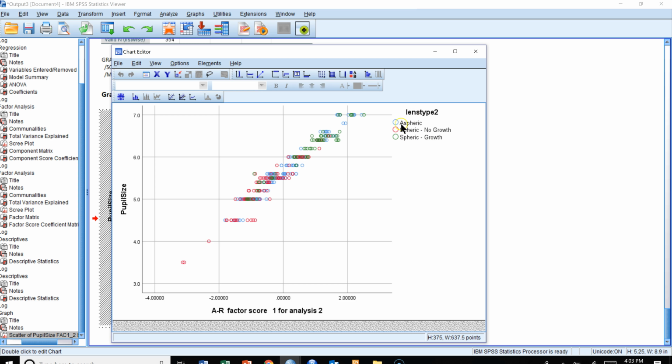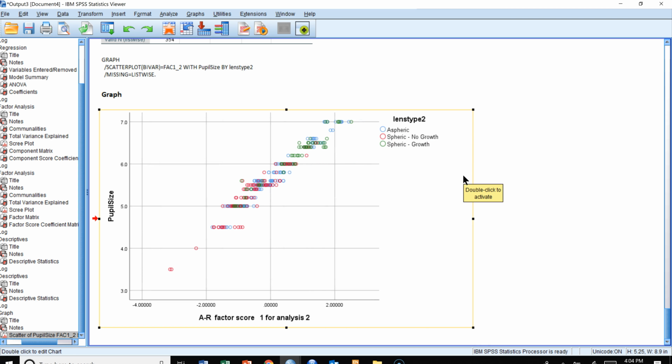That is, there were two types of lenses, aspheric and spherical, and we won't worry about what these mean right at the moment, but the spheric, the greens, they were growing. They didn't have good myopic control, and they had the biggest pupil sizes. A controversial point, to be sure. Not many people believe that's true, but that's our data.